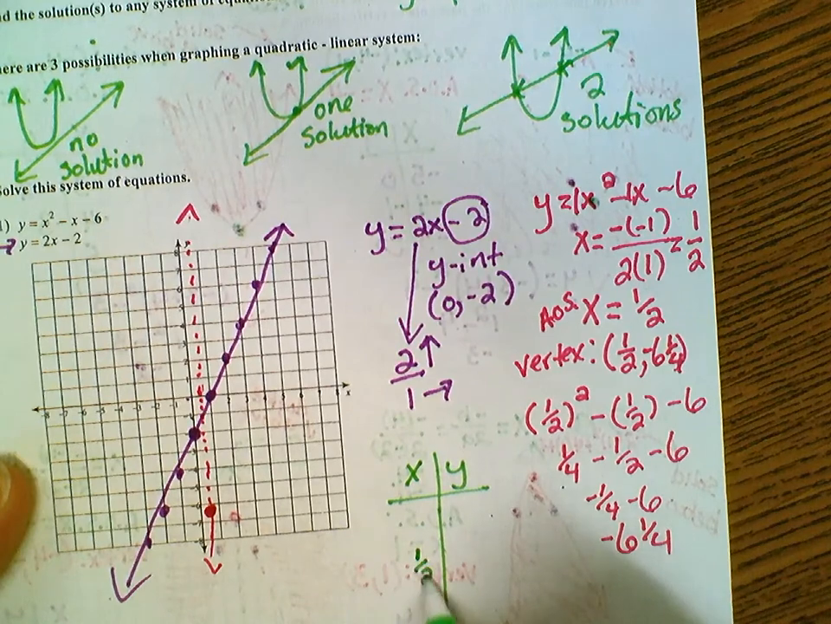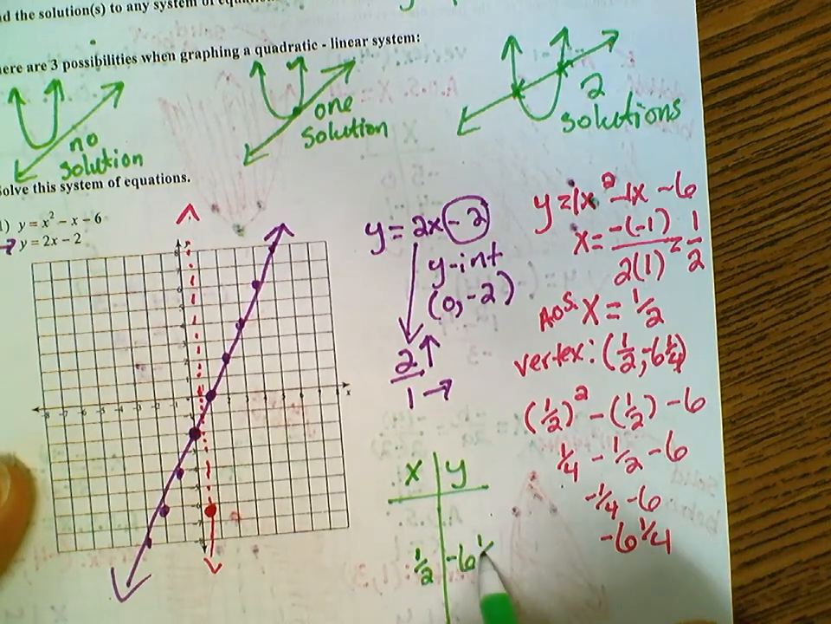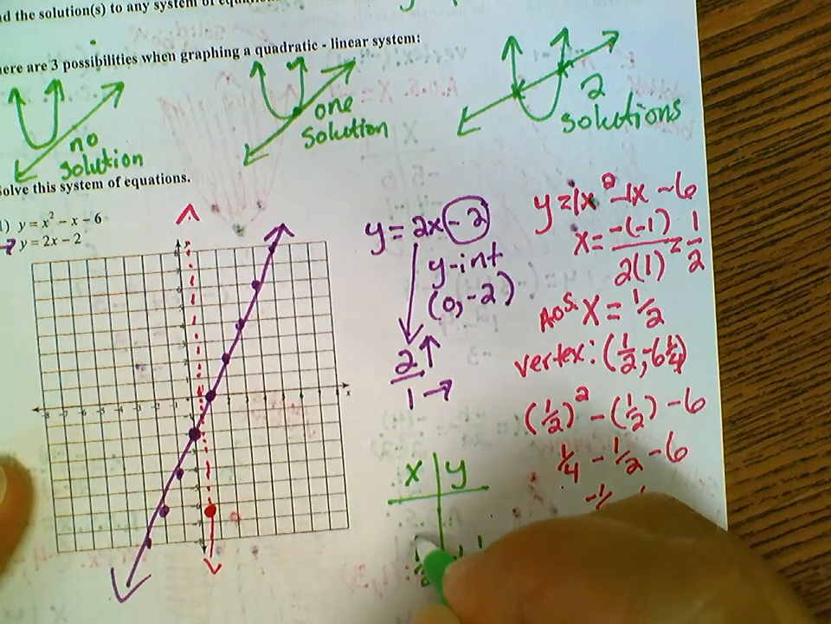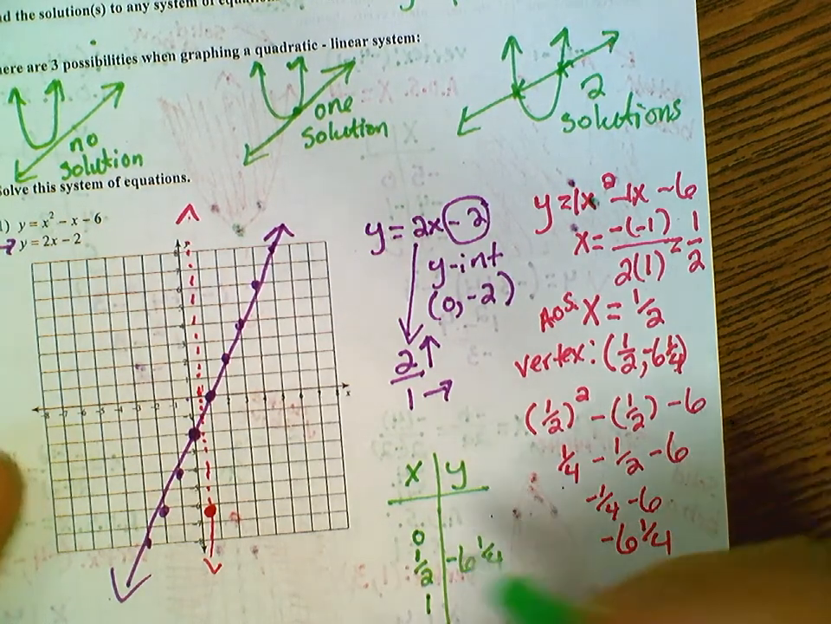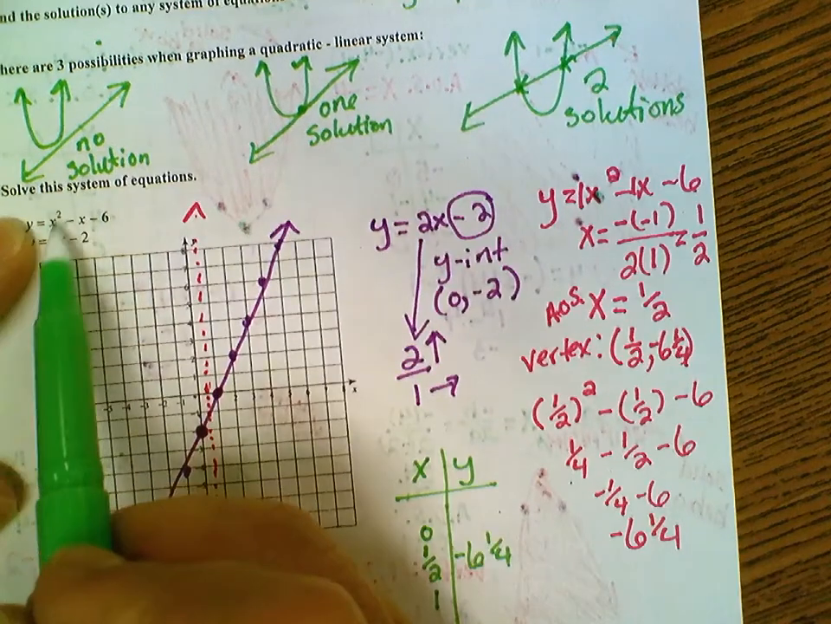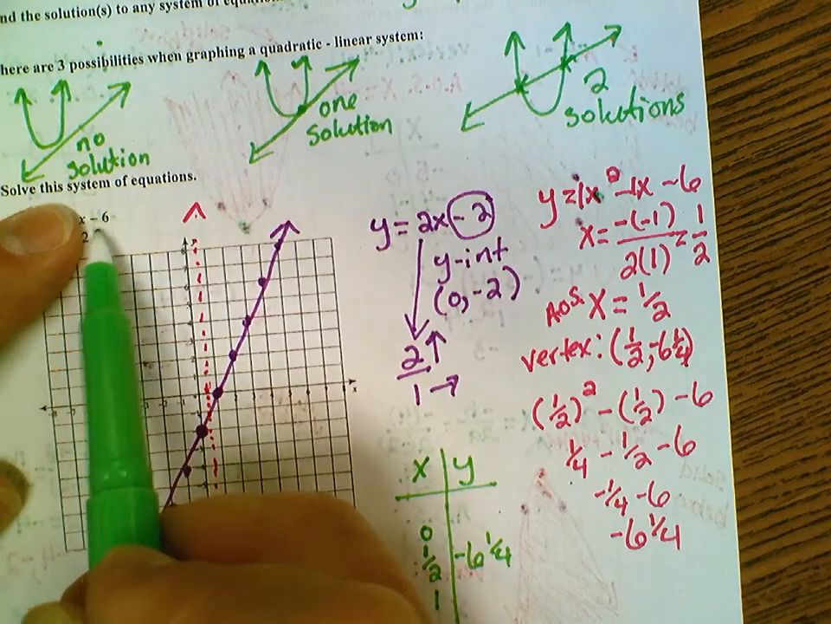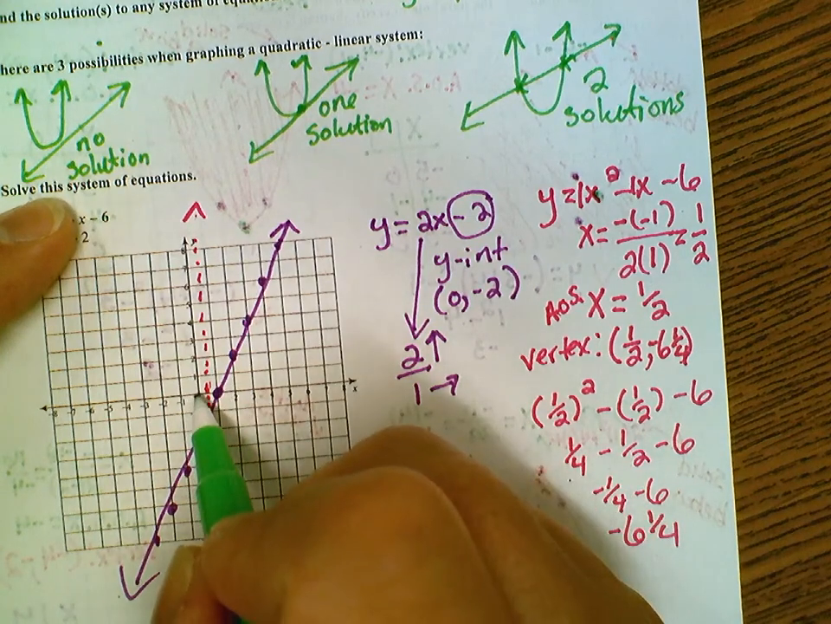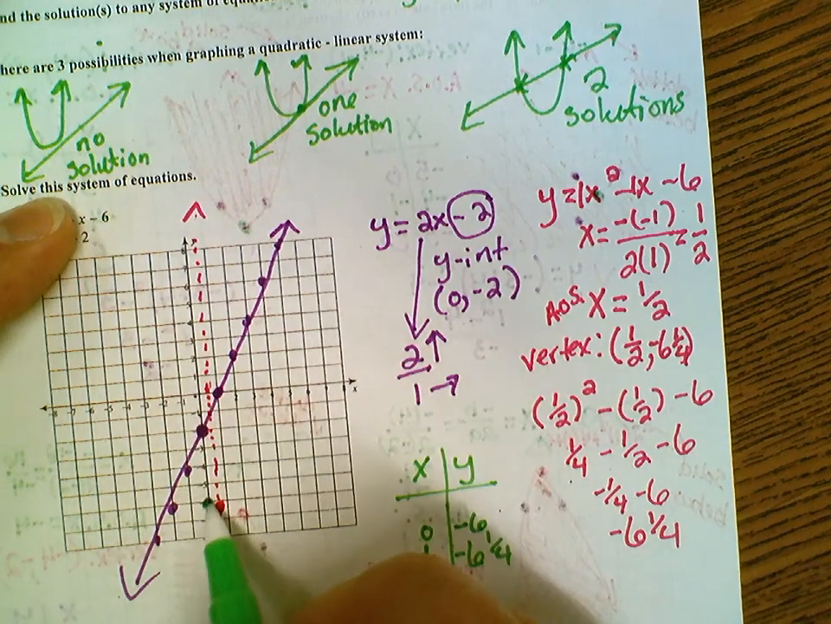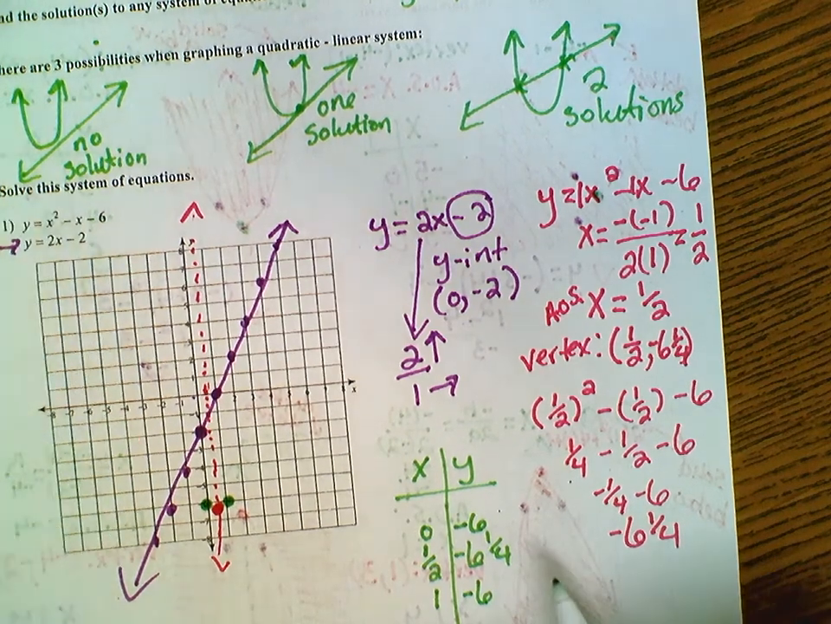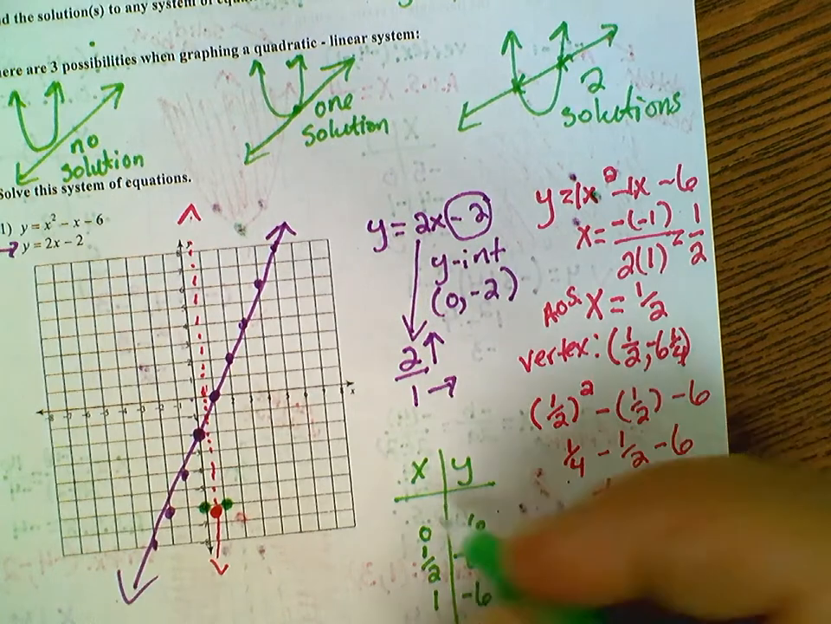So I have 1/2 and negative 6 1/4 in my table. And so I have 0 and 1 on either side. So let's go ahead and substitute 0, because that's nice and easy. 0 squared is 0, minus 0, 0 minus 6 is negative 6. So 0, negative 6. And then the axis of symmetry gives me negative 6 on the other side. I have not intersected yet, so I'm going to keep going.